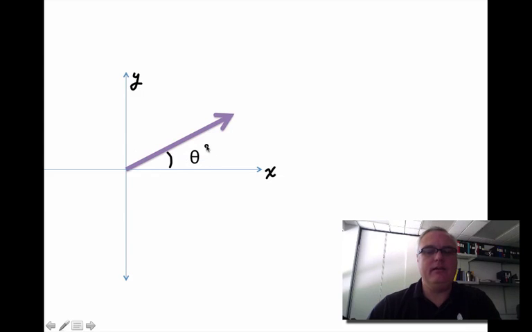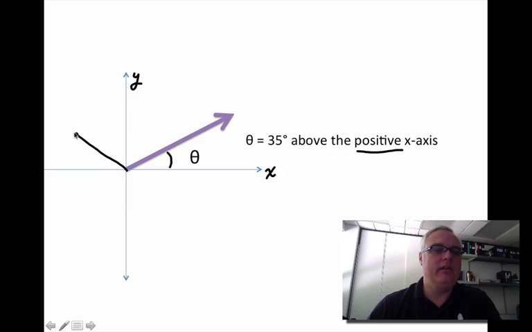So this angle here is, let's say, 35 degrees. And in terms of giving a direction, we can't just say 35 degrees. We have to give a direction. So this is 35 degrees above the positive x-axis. And again, it's important to distinguish between the positive and the negative x-axis because there is also a vector on this side that is also 35 degrees. But obviously, these two vectors are pointing in very different directions. This is an angle 35 degrees above the negative x-axis.